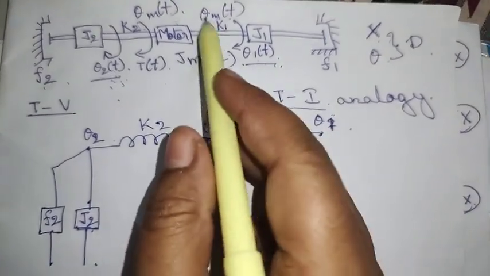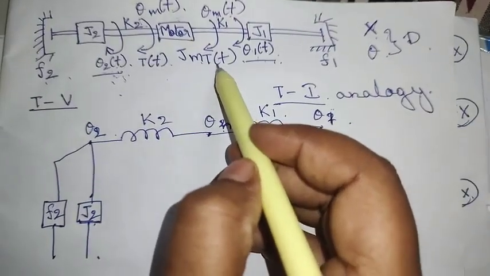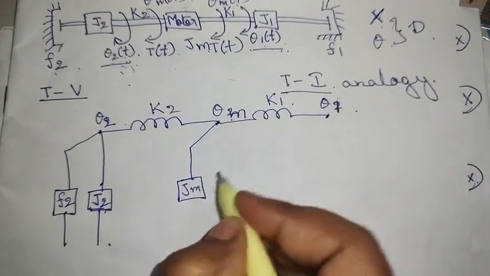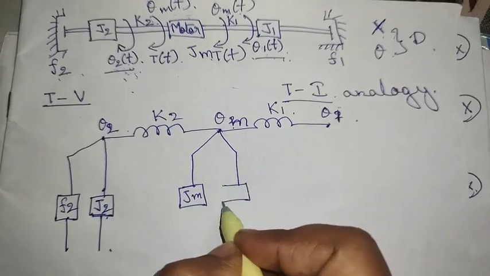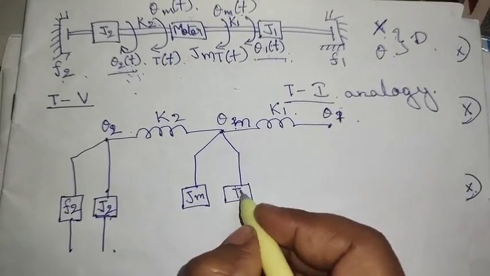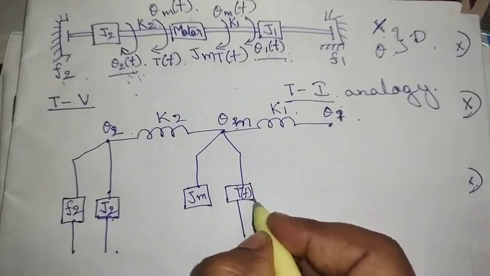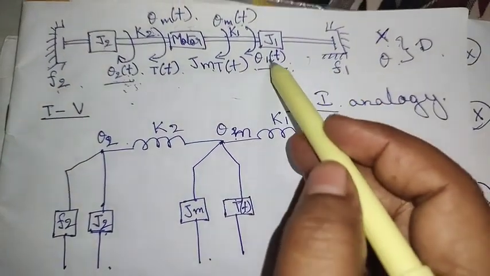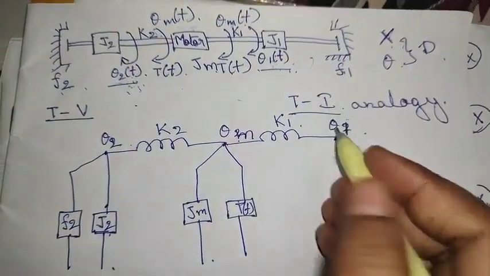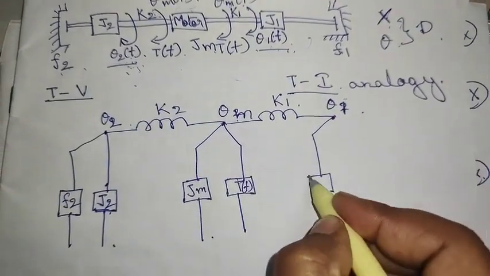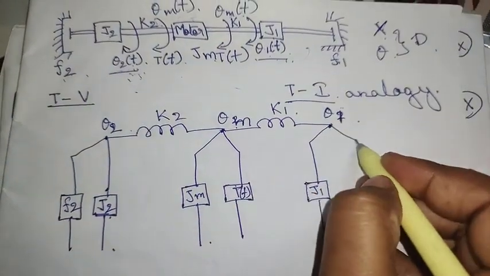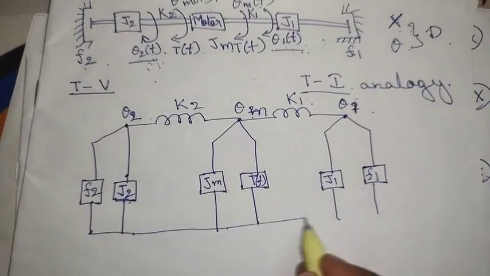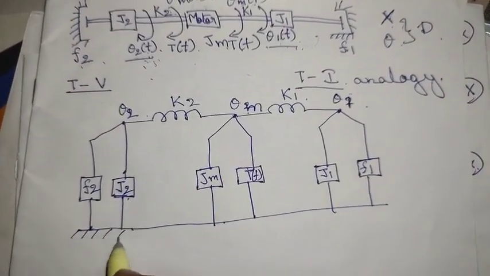For theta m, what all is connected? Jm is connected, T of t is connected. So write down Jm and T of t. Next, for only theta 1, the elements connected are J1 and F1. So write it as J1 and F1. Here three displacements are there, so you will get three equations.